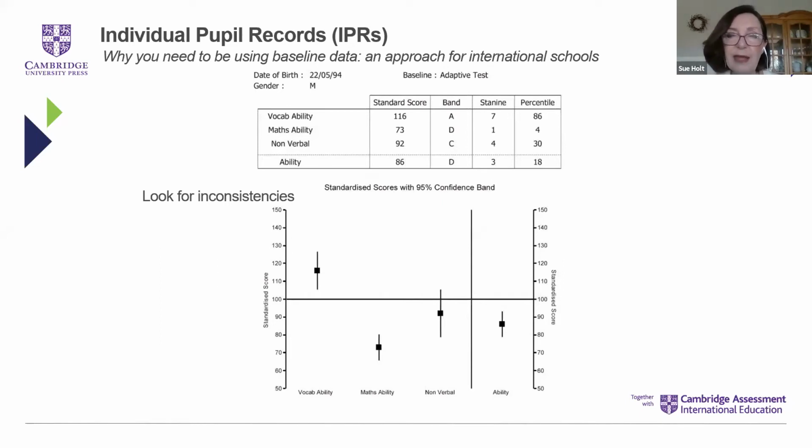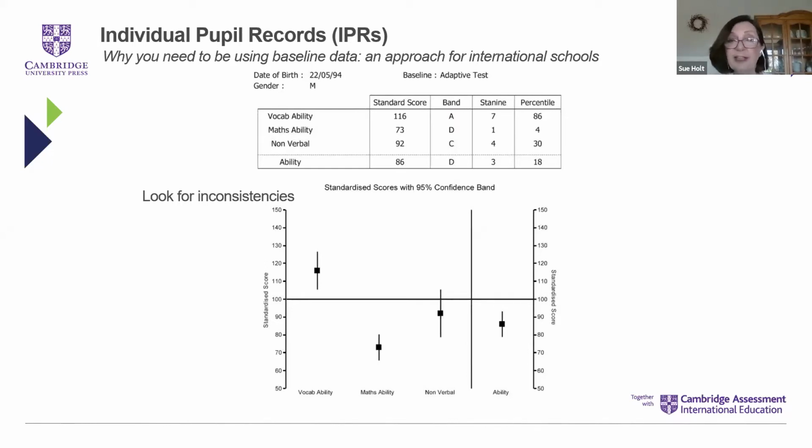But then look at their maths score. Their maths score is only 73. That puts them in the D band. That's the bottom 25% of the ability range for maths. And looking at the percentile rank, you can see it's a 4, meaning that 96% of students did better than that student on the test.